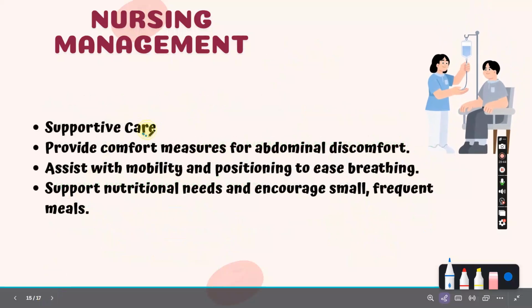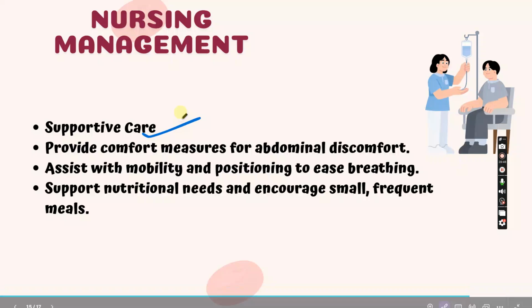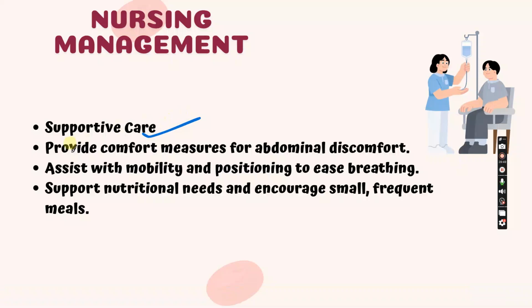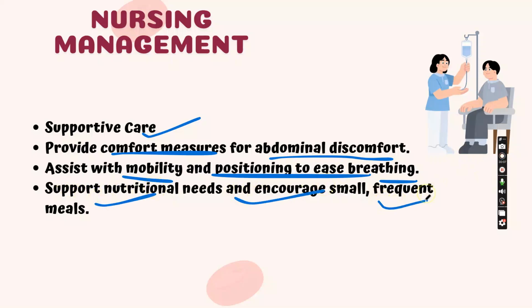Next, we have supportive care. Assist the patient in daily activities and provide comfort measures for abdominal discomfort. You can provide them comfort devices, assist with mobility, and position them to ease breathing. Sometimes you can also ambulate the patient. Then there are supportive nutrition needs, so encourage small frequent meals. The patient will complain that they cannot eat normal meal sizes, so just go for small frequent meals.